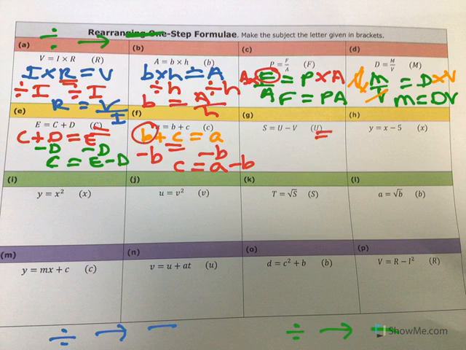Okay, the next one, I want to get U by itself. U minus V equals S. So I want to get U by itself, so I go plus V. U is S plus V. So, yep, that's it.